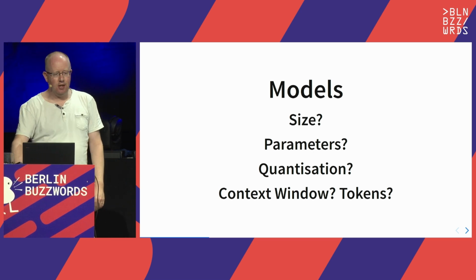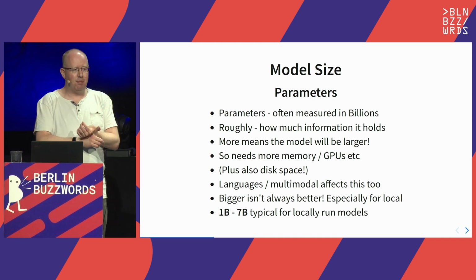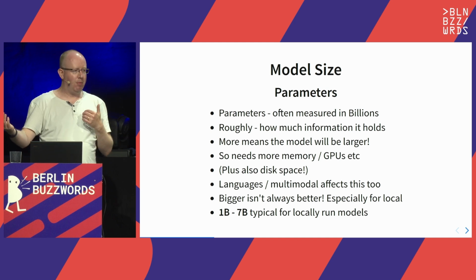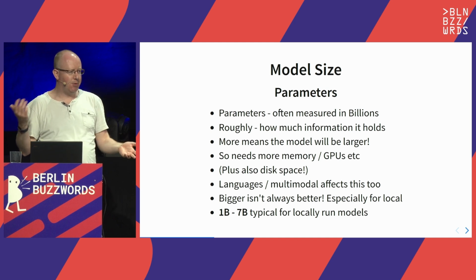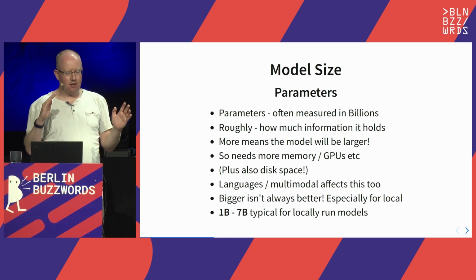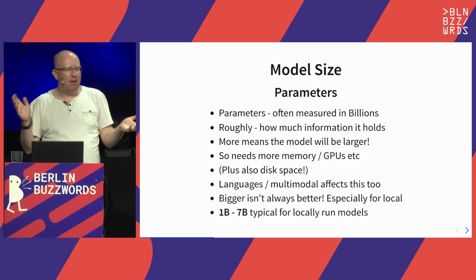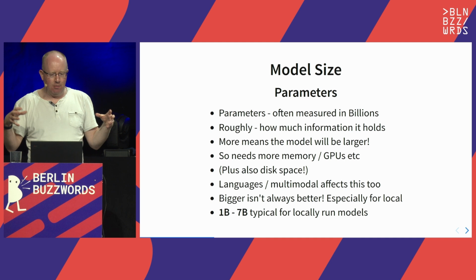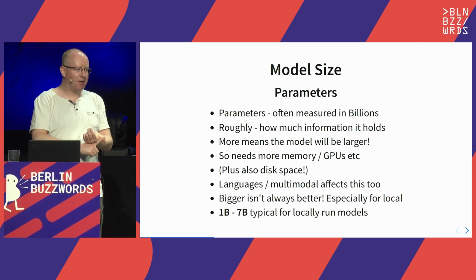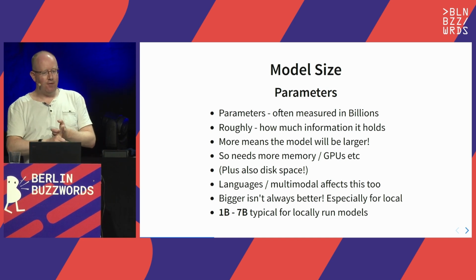Okay, a few other terms to be aware of. Parameters are often measured in billions. For local models, you'll tend to see 1 billion to 7 billion parameters. That's the kind of size you should be looking at. You can maybe go a little bit higher on specialist hardware. Roughly, it's about how much information is in the model. So if you've got a bigger model with more parameters, it's going to need more disk space and, importantly, more memory to run. A few caveats on that.